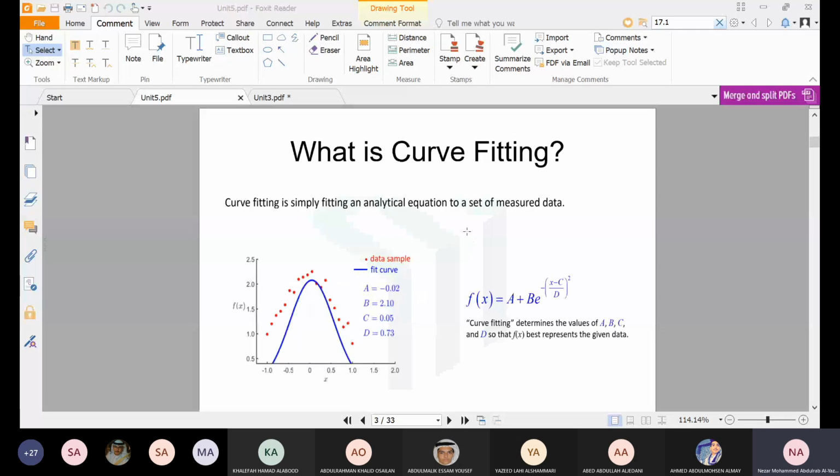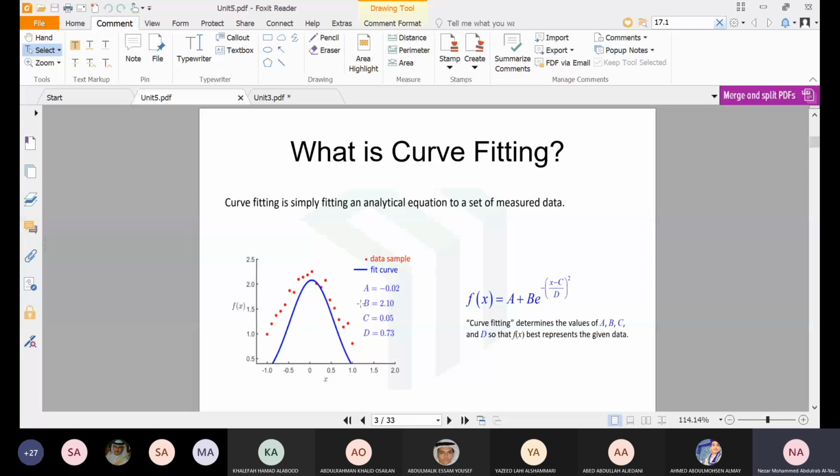So what's the curve fitting? Curve fitting is fitting an analytical solution of an equation to a set of measured data. If we have any measured data like this, these points represent the data. Here we want to draw a curve that approximates or represents the given data in a best fit.